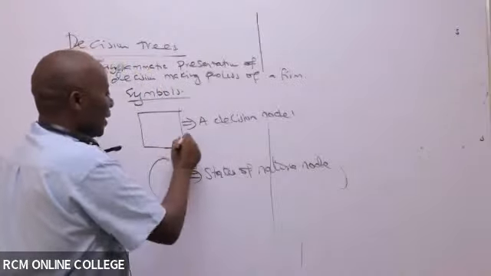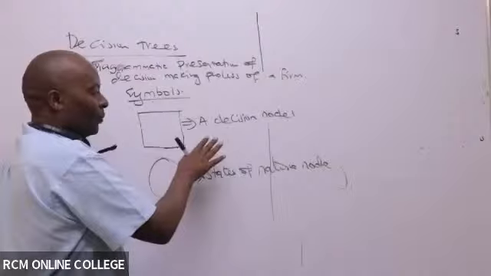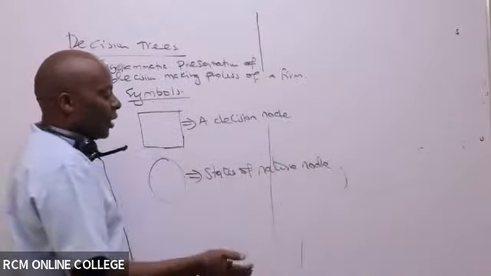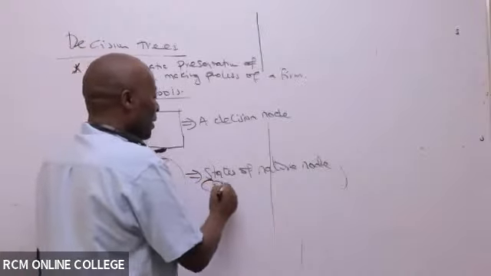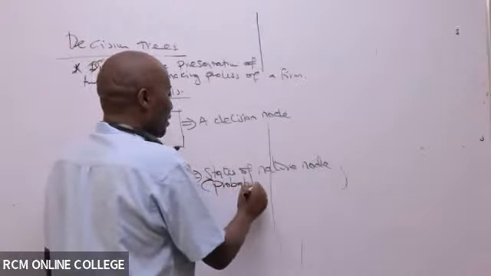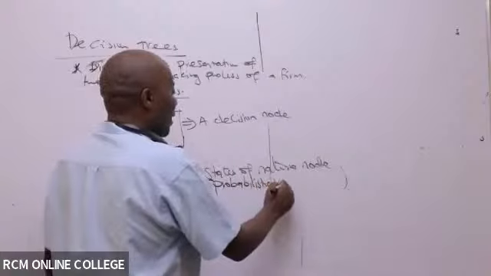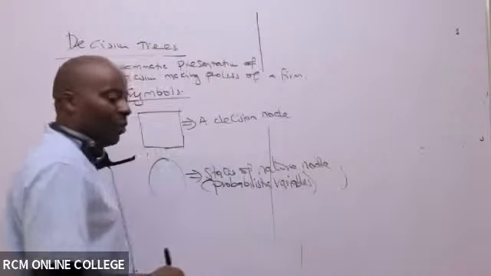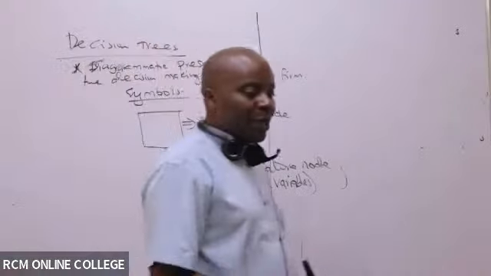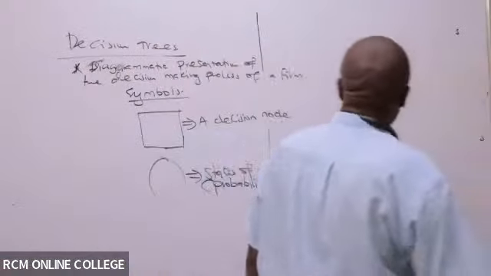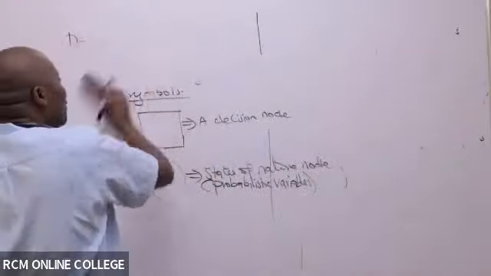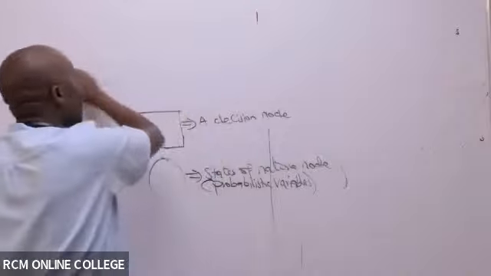So in this case here, the box is a decision node, and the circle is a states of nature node. States of nature, these are the probabilistic variables.